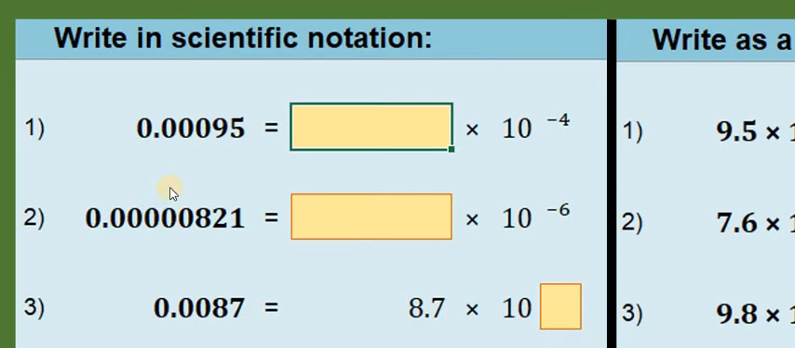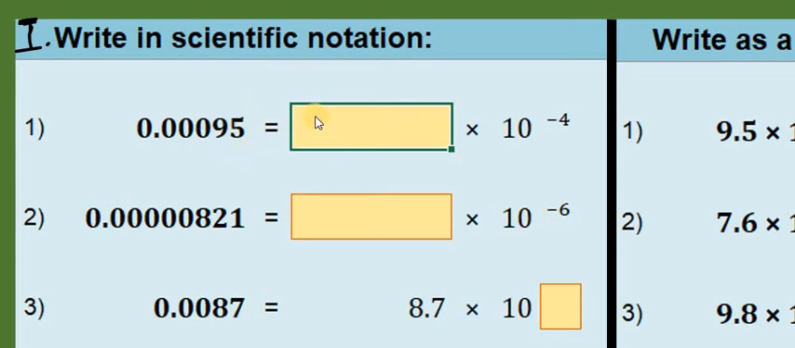Okay, so we're at the last part. How do we write this in scientific notation? 0.00095. Notice we've been given some help. We have 10 to the negative 4th power. And of course, it should be negative 4th power. If you look at the number of zeros, 1, 2, 3, 4. Look at the number of zeros in part 2. This is part I, number 2. 1, 2, 3, 4, 5, 6 zeros. So negative 6. And that makes sense, right?